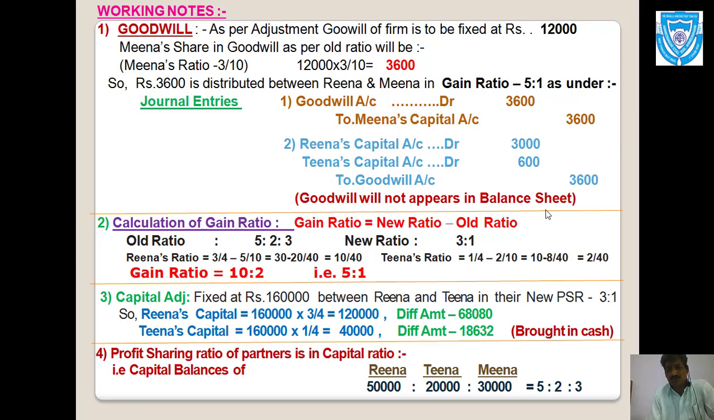You can see working note number 3, capital adjustment fixed at rupees 1,60,000 between Rina and Tina in their new profit sharing ratio 3:1. That means Rina will get rupees 1,60,000 into 3/4, that is 1,20,000, and Tina's capital 40,000. That means Rina's capital is adjusted with 1,20,000 and Tina's capital is adjusted with rupees 40,000.